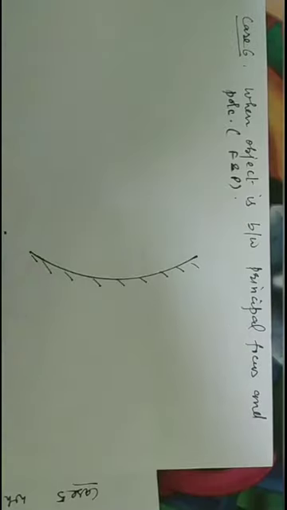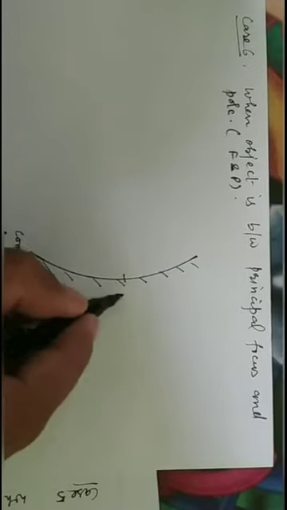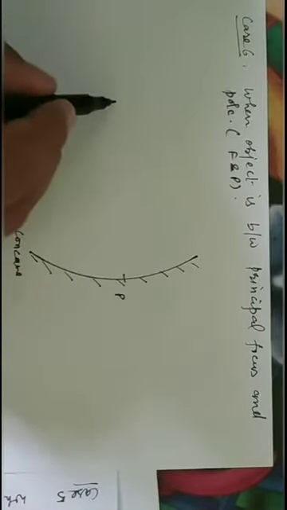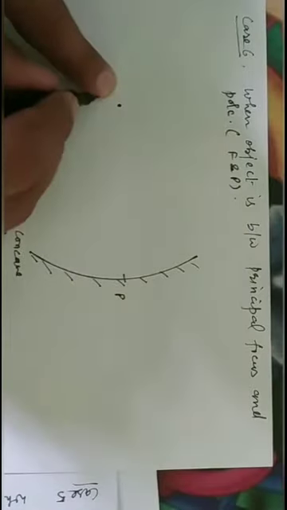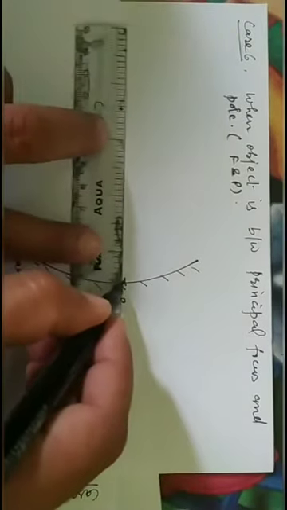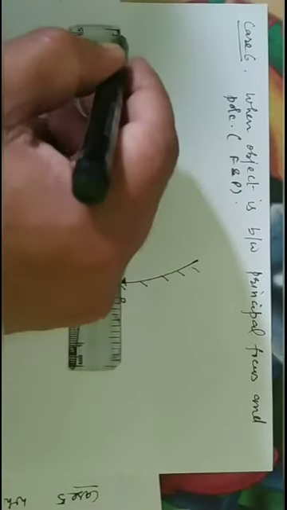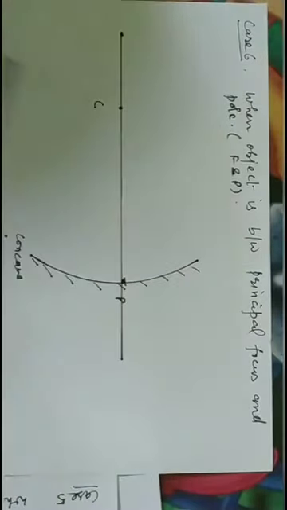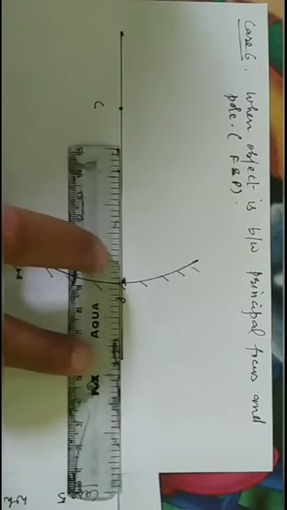Case sixth: when your object is between principal focus and pole. So this is our concave mirror. The center point of this is known as the pole. C is the center, where if you keep a compass, it can curve out this arc. A line that passes through the center and pole is known as the principal axis. This is your principal axis, extended in both directions.